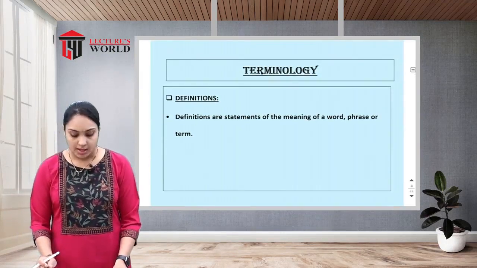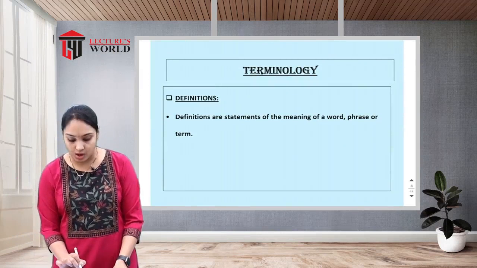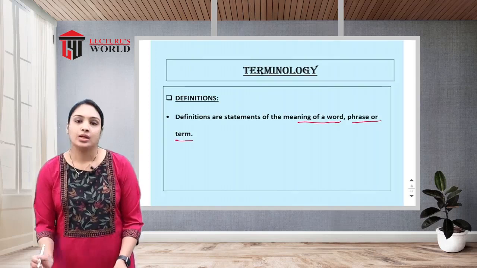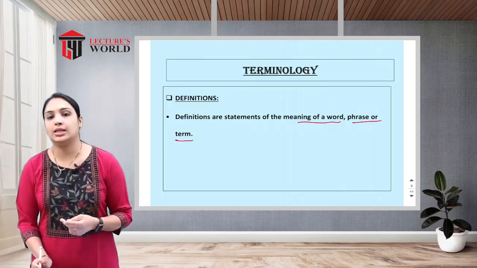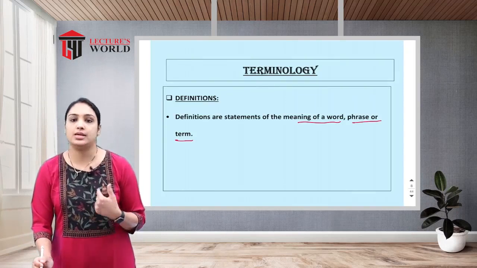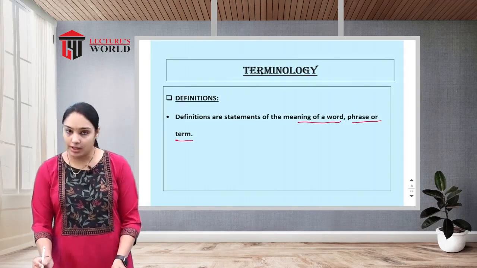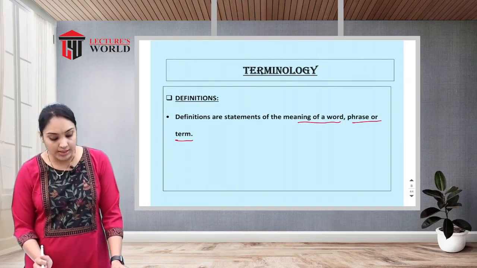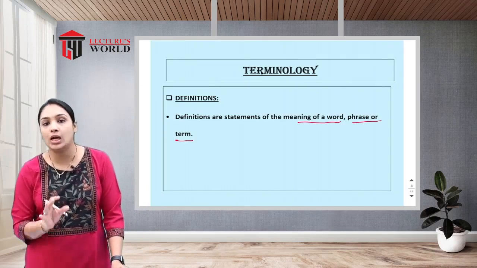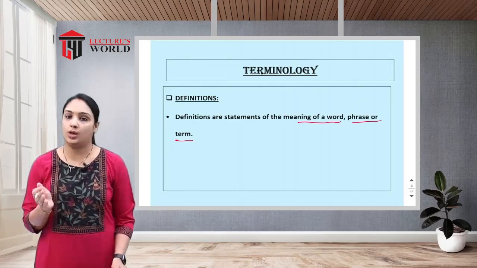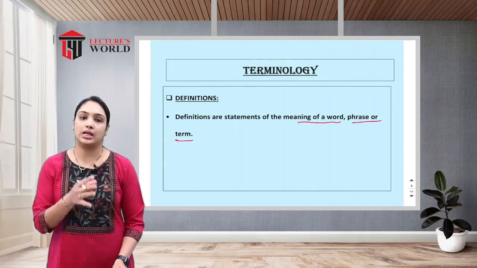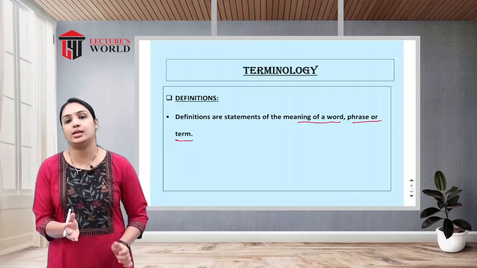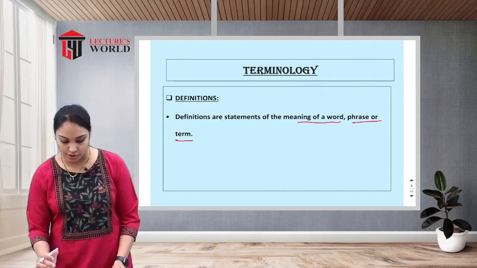Then definitions. Definitions are statements of the meaning of a word, phrase or term. Already we have discussed in the theory that there is a concept, there is a definition, there is a purport. Concept and different terminology we have already discussed. Now we will discuss definition. So what is definition? It is the statement that gives the meaning of a particular word, phrase or term. That meaning we describe in a statement formation, and that is known as a definition.